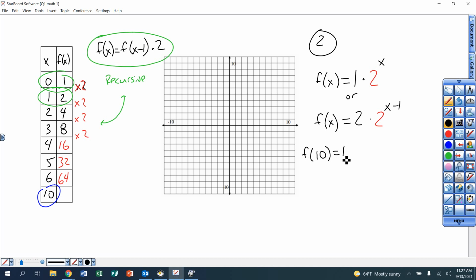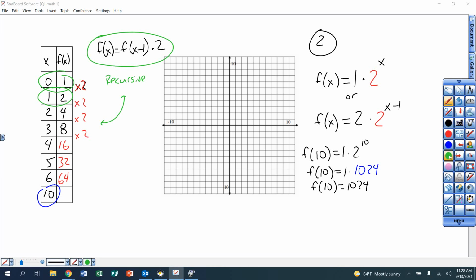I got 1 times 2 to the 10th. That gives me the 10th term right there: 1 times 2 raised to the 10th power. I'll use my calculator if I can find it. It gives me 1024. Of course, that times 1 gives me 1024.